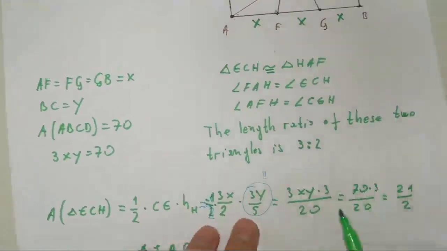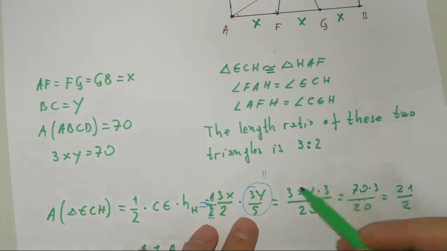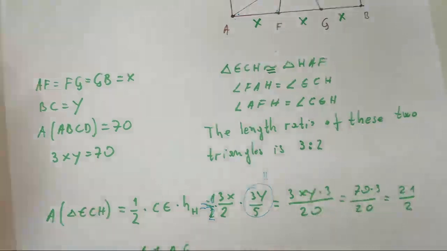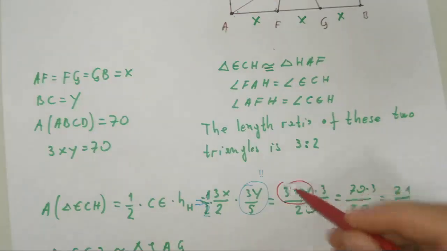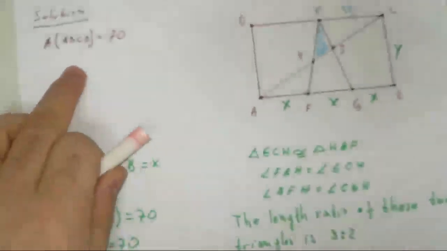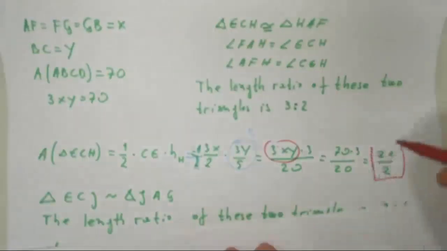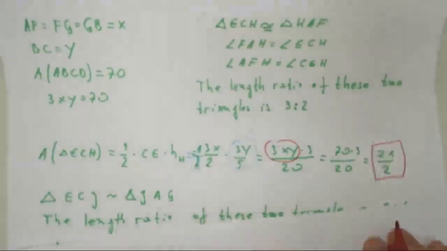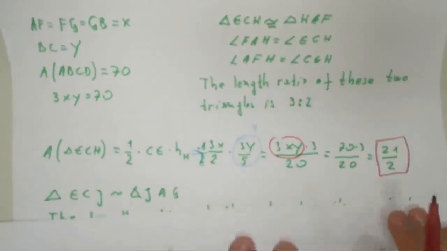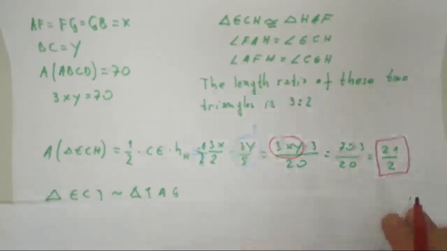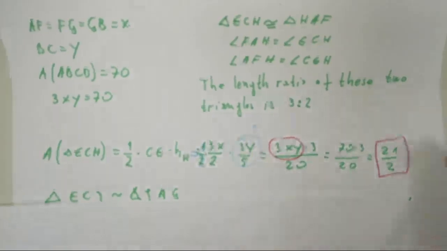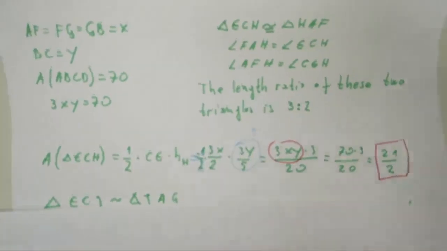Now we just need some calculations. 3xy times 3 over 20, it's 70 because this one is 70. It's given here, as you see. So we found the area of that triangle is 21 over 2. You will have 5 minutes to finish all the problem now, and we will continue with the next one.